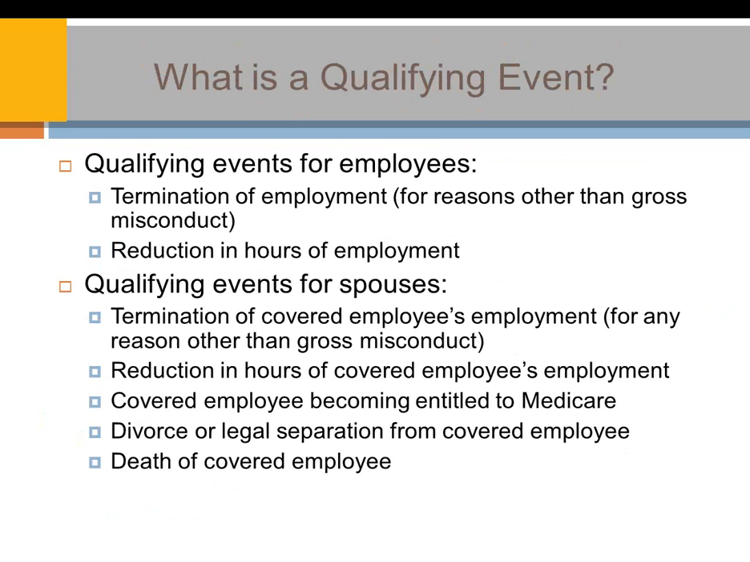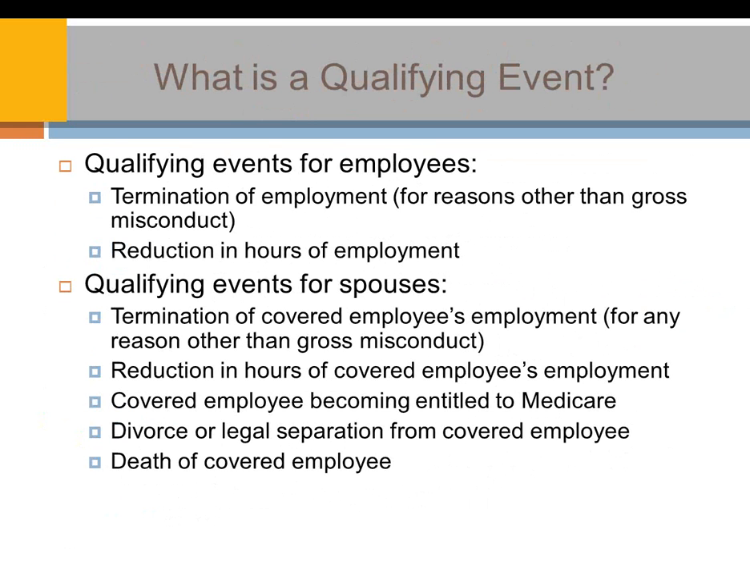A little more information about qualifying events. Qualifying events for employees are termination of employment for reasons other than gross misconduct, or reduction in hours of employment, which may be voluntary or involuntary. The gross misconduct is probably the thing that comes up the most if you deal with the Department of Labor or the Employee Benefit Security Administration. They're going to tell you that defending gross misconduct is very difficult, so a lot of times they just recommend go ahead and offering the COBRA coverage.